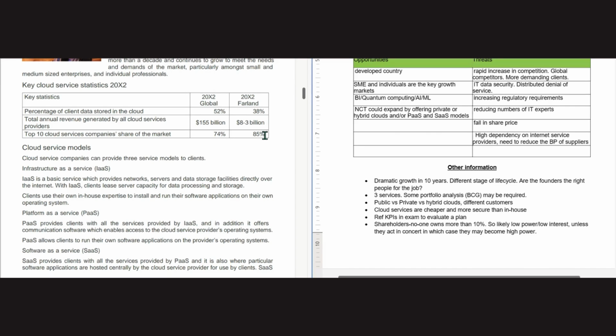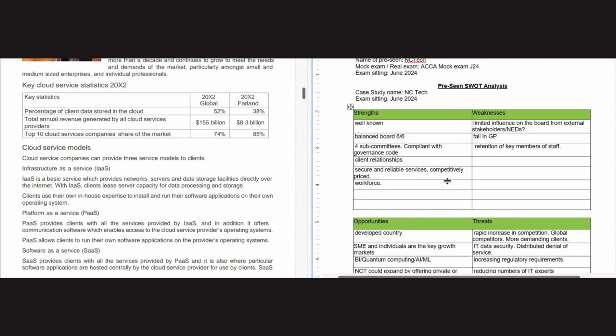Now at this stage we know that the market is growing. So there is an opportunity, we think, even though we've got most of the market buttoned down. So in terms of our SWOT, is there anything that we have up here? No, not really.